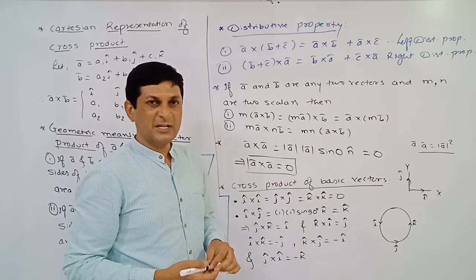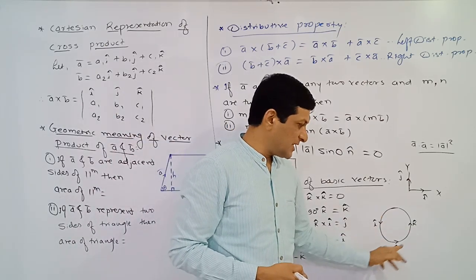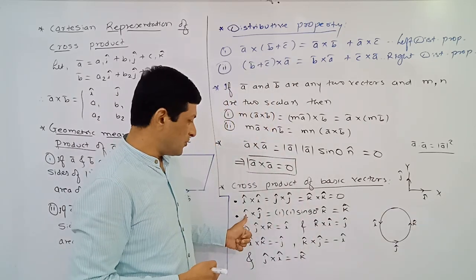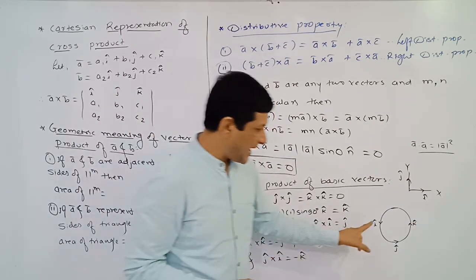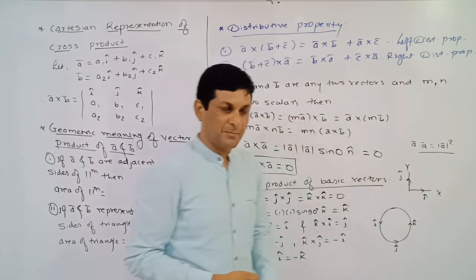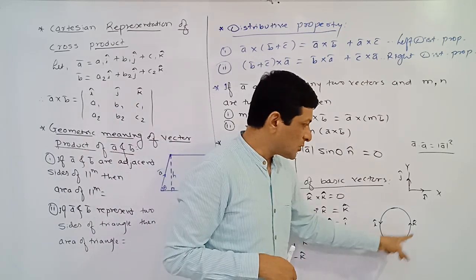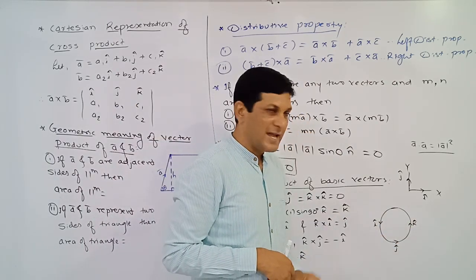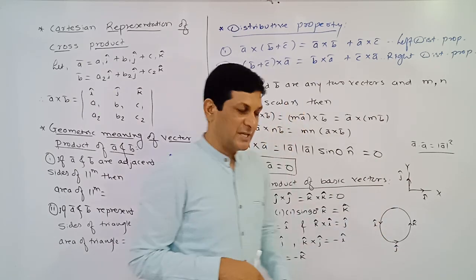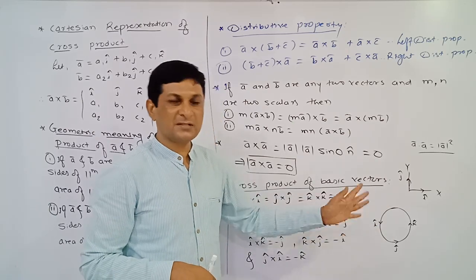Now simply remember this result using a circle. First write down this i cap, j cap, k cap in anti-clockwise direction. Now, what we have just proved: i cap cross j cap is equal to k cap. In the same way, j cap cross k cap is equal to i cap. K cap cross i cap will be equal to what? J cap. All these results we are able to remember using this circle.